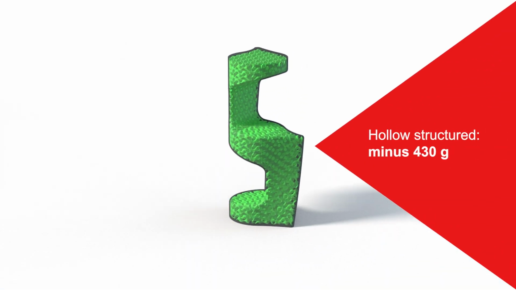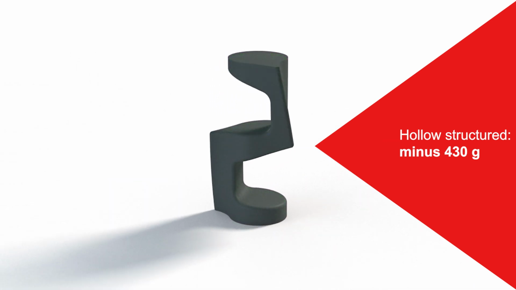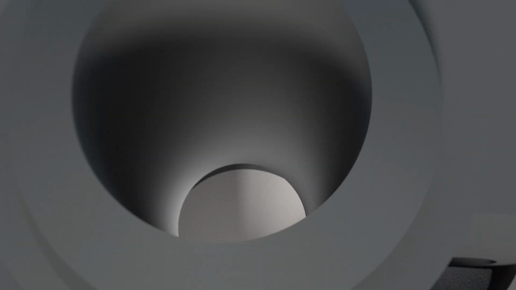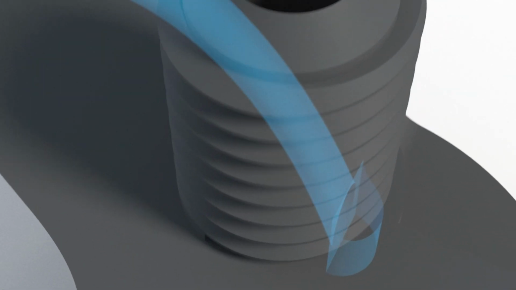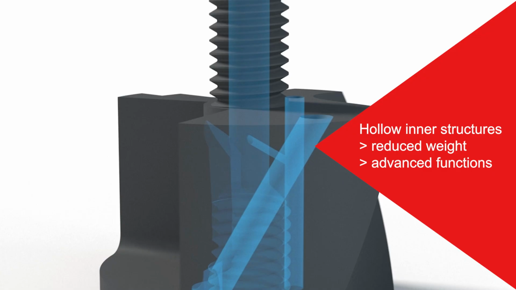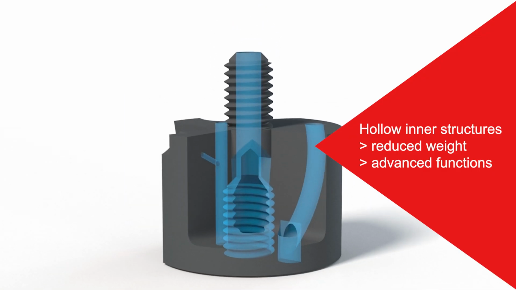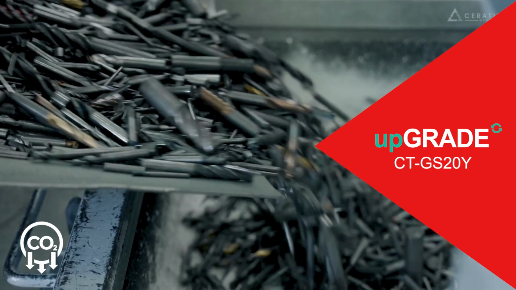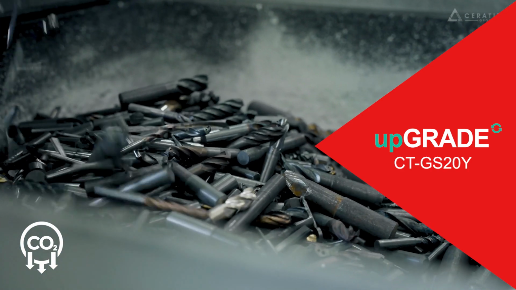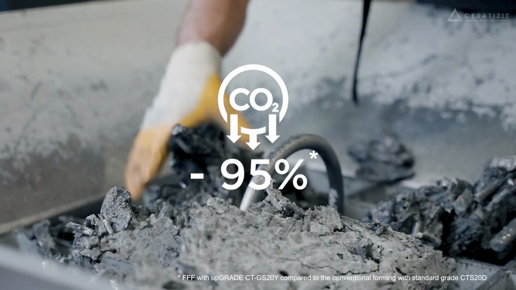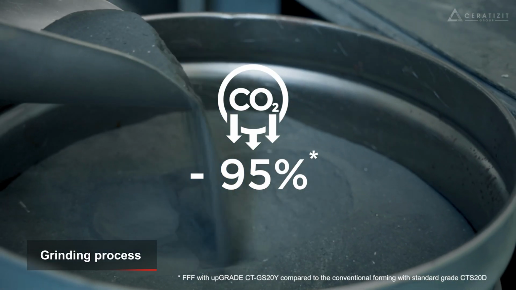The additive manufactured tools meet the same high specifications as the conventionally formed parts. FFF also enables new designs of hollow inner structures. This saves further material, reduces weight, and can add advanced functions, such as internal tempering. FFF with grades from our upgrade portfolio with at least 99% reprocessed material results in a drastic reduction of the CO2 footprint of -95%.